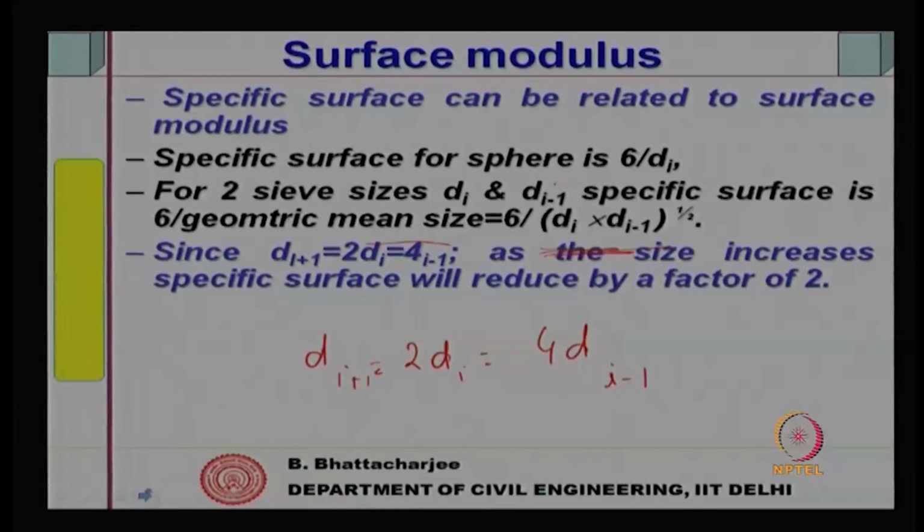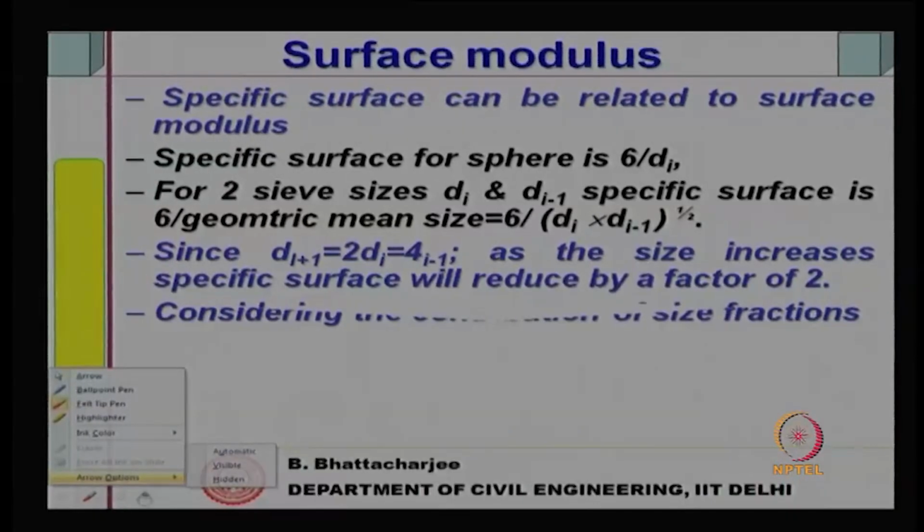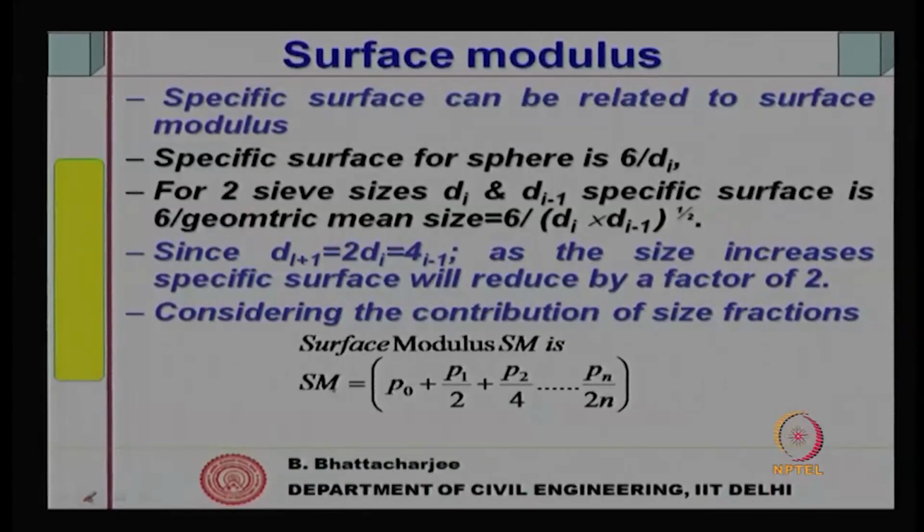As the sieve size increases, what will happen to the specific surface? As the sieve size increases, the specific surface will reduce by a factor of 2, because it is simply inversely proportional to d_i, being proportional to 6 over d_i. So, if you have a higher d size, specific surface will reduce by a factor of 2.